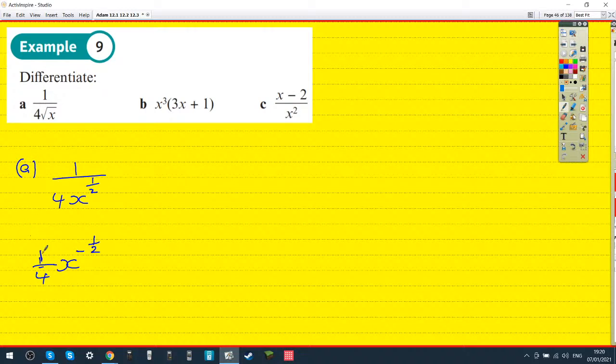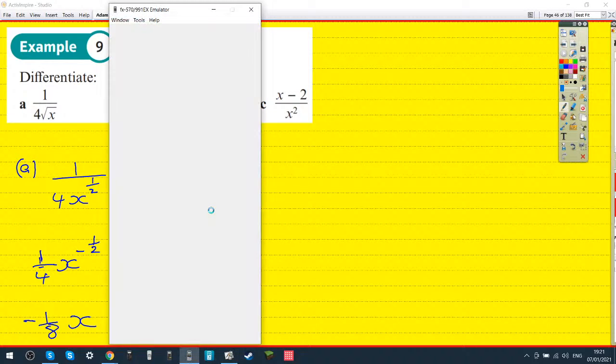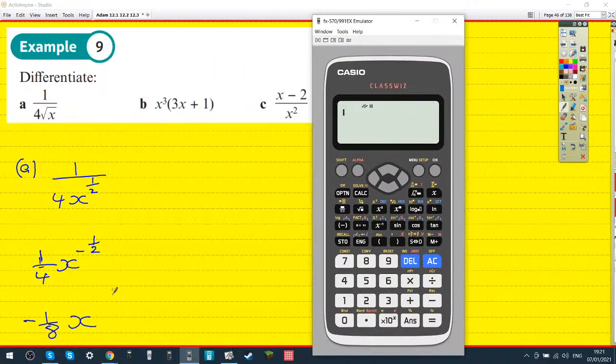So it'd be minus 1/8 x to a half. Subtract. Actually, no. Would it be minus 1 still? No, would you minus a half minus 1? Yeah. Which is minus 3/2. Well done.